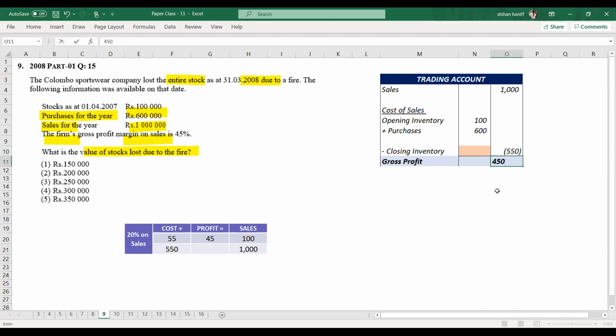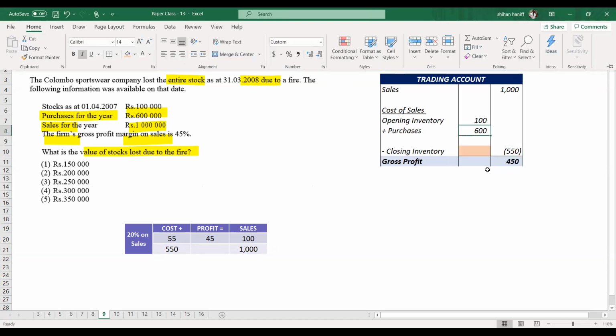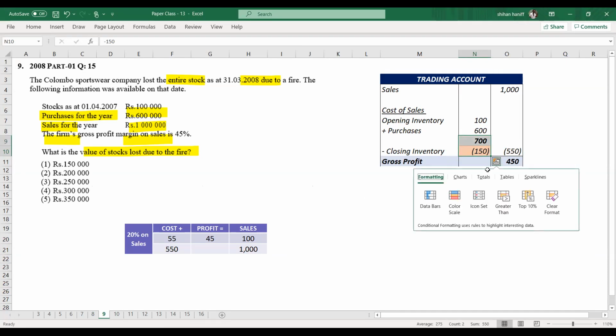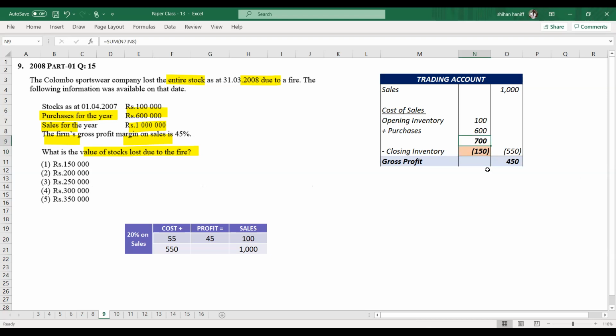This is 400. So the total amount of the inventory is 700. 550 is the cost of sales. That means closing stock, which is destroyed, is 150. 150 is the closing stock. Well done.